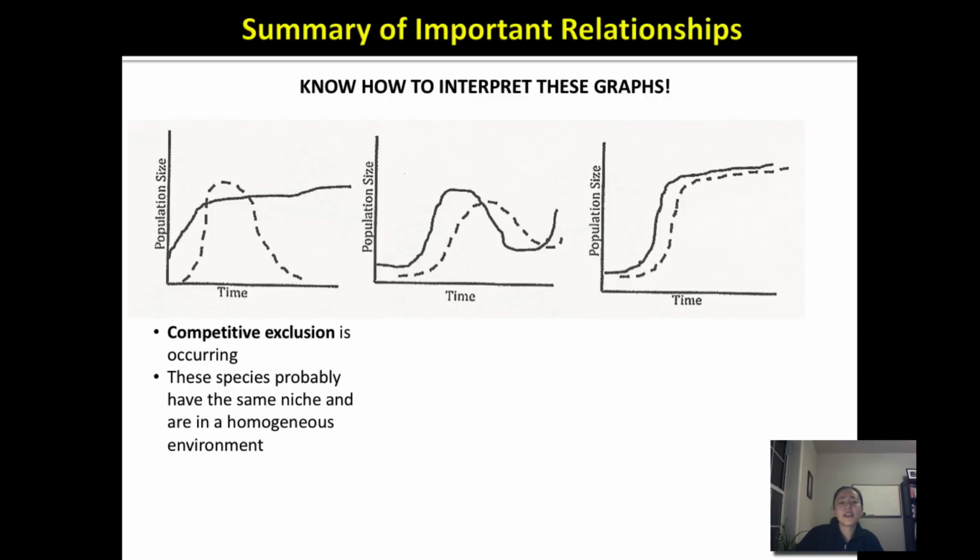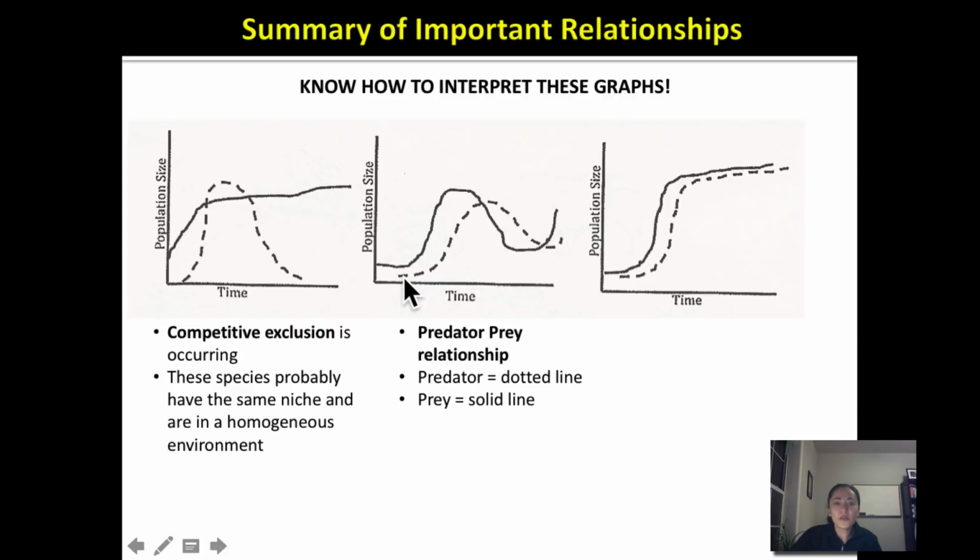What this indicates is that these species probably have very similar niches. Their environment is probably very homogeneous, which means the environment is very uniform, right? So they're living in a very uniform environment and they're both competing for the exact same resources. If we look at a graph like this, we can see that these two populations are oscillating. We just saw an example of this. This is an example of a predator-prey relationship. We know that the predator is this dotted line because notice it lags behind the prey population. And also, it's slightly lower than the prey population.